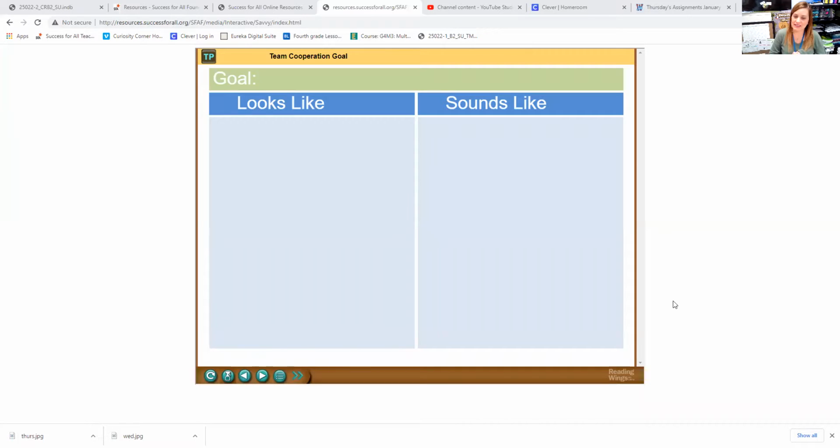It is day 6, so that means it is writing day. I'm going to share my screen. Our team cooperation goal is still active listening, so take a minute and think about what does that look like and what does that sound like.